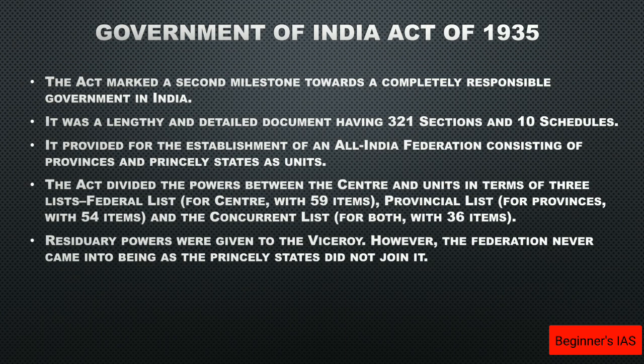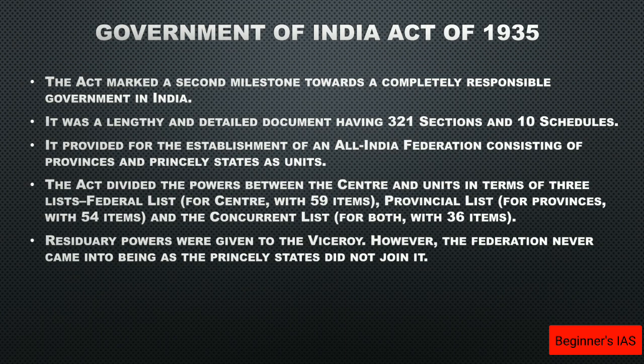So present day we call it articles, 395 articles present day. In the Government of India Act of 1935, there were 321 sections, that is 321 articles, and 10 schedules. Let us see the important facts related to the Government of India Act of 1935. It provided for establishment of All India Federation. This is the key word. Kindly note down. All India Federation consisting of provinces and princely states as units.